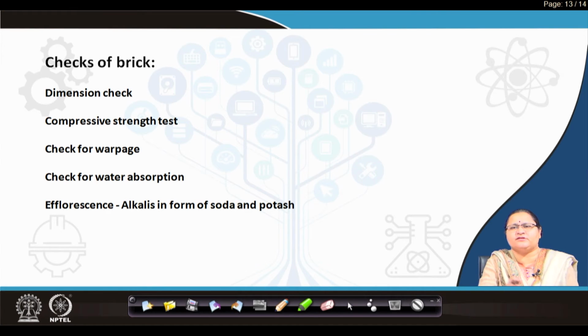As I have told, you strike 2 bricks, you get a hard ringing sound. You throw it, you get to know whether it is a first class or good quality brick or not, it will not break. How to do the dimension check?